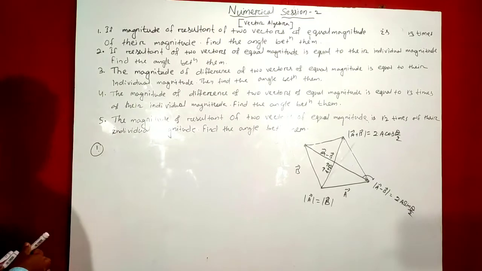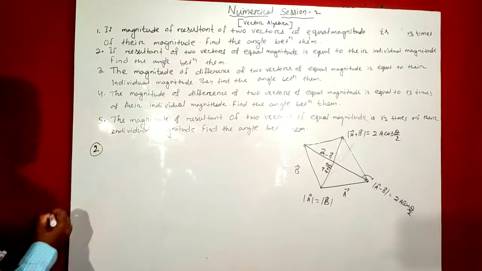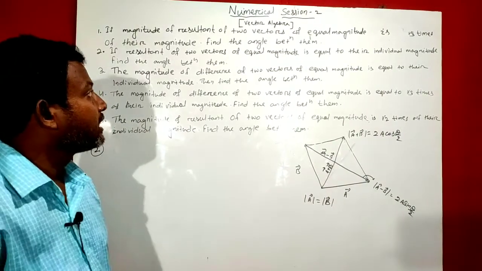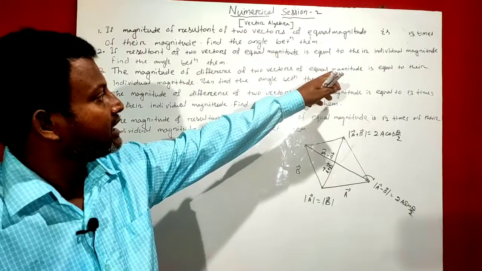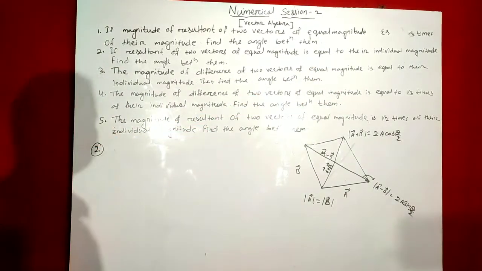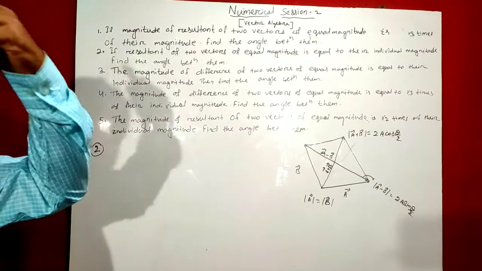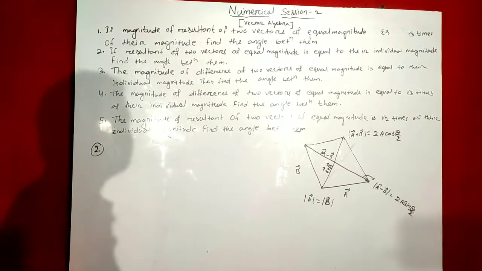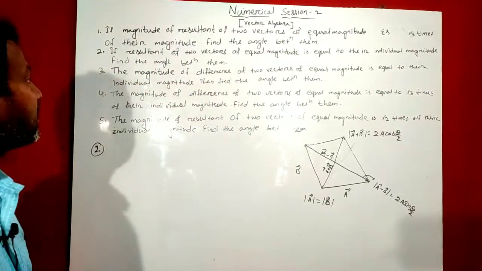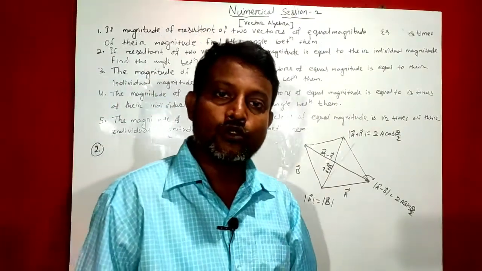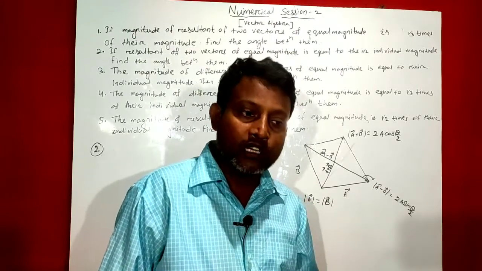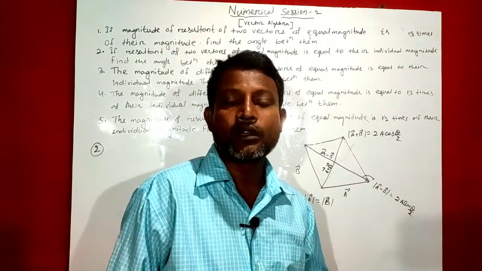Then number 2. What does it ask? If the resultant of two vectors of equal magnitude is equal to their individual magnitude, find the angle between them. That means two vectors of equal magnitude and their resultant is also equal to the individual magnitude of the vectors.